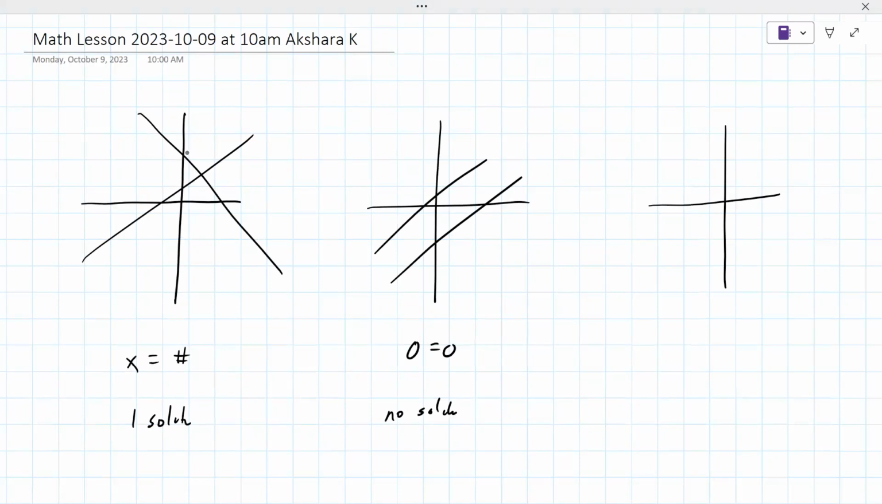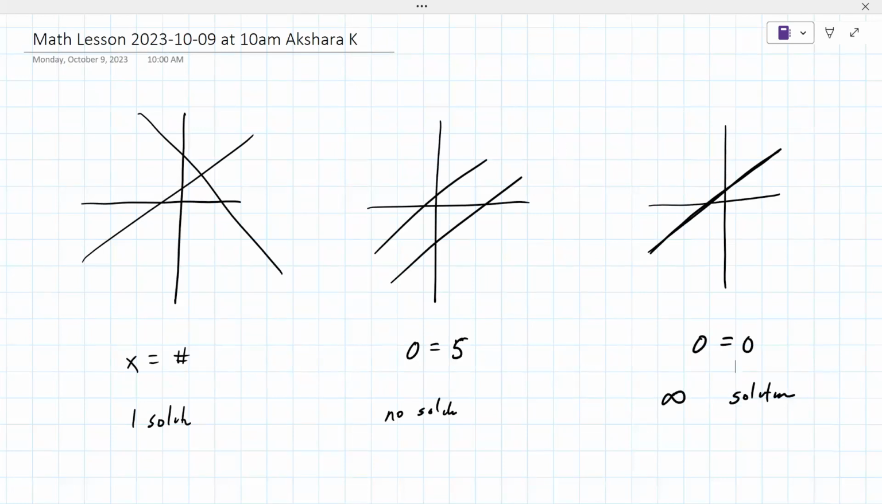That. And I'm sorry, you get 0 equals a number other than 0. Get rid of that one. Let's just say 5. And then the other possibility is that they're actually on top of each other. This is infinite solutions. They're actually coinciding. And this would be 0 equals 0.